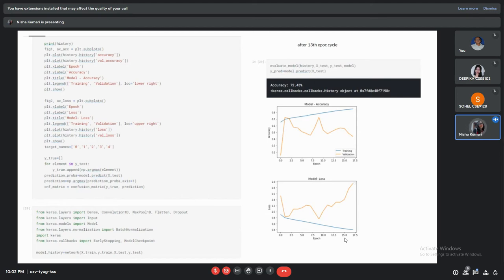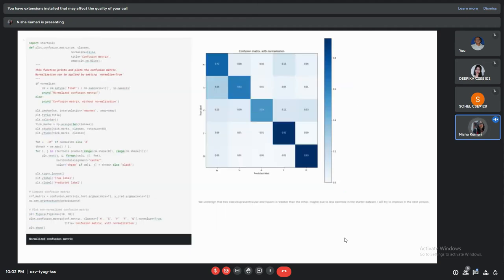Finally, we tried to plot the confusion matrix after normalizing it. So this is the final output. We can see all five classes depicted here, and we can see that the classes where they are intersecting are relatively darker than the other squares.